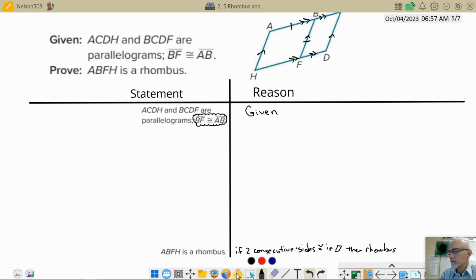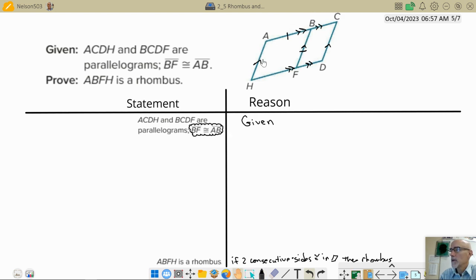We're trying to get opposite sides equal to each other. So I'd like to say BF and AH are equal to each other. Well, I could say that, I could say right down in here, that AH is congruent to CD, and I could say that BF is congruent to CD, and that's because opposite sides in parallelogram are congruent.